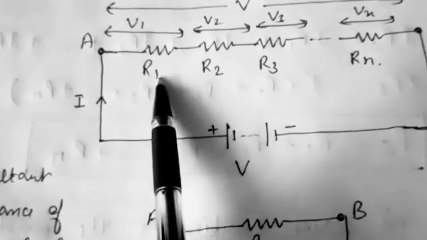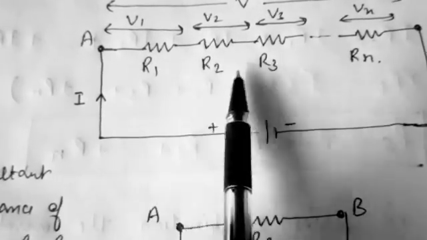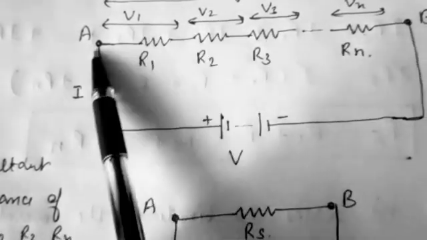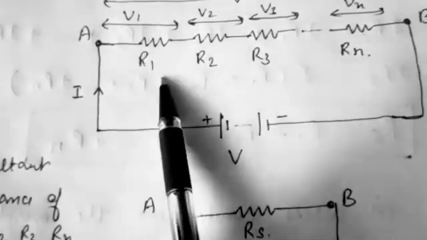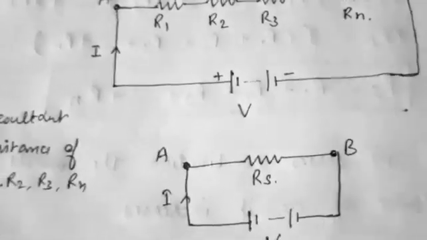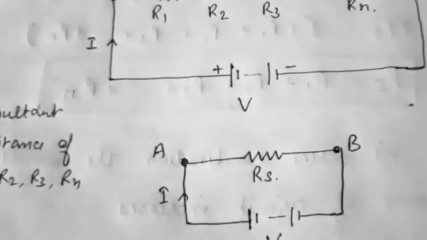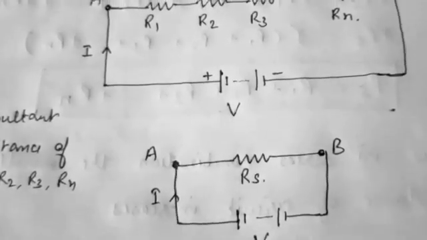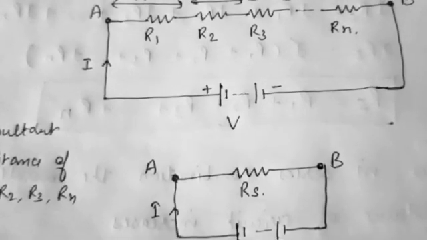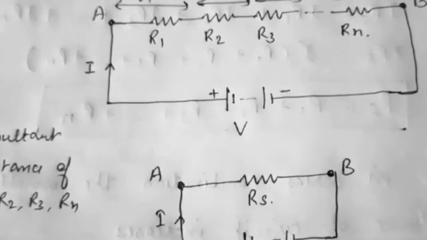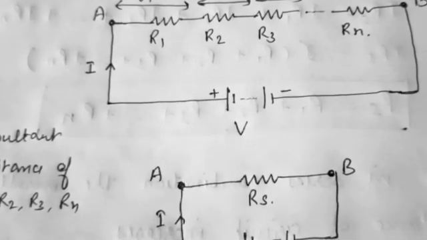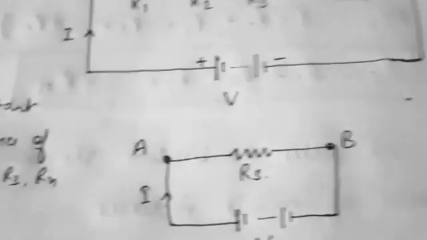If we want to replace R1, R2, R3 and Rn by a single resistance that could draw the same amount of current from this source voltage V, as we understood in the resultant force, the single force that could cause the same effect as that of n number of forces. So here the single resistance that can draw the same current from the supply voltage V we have taken as RS.